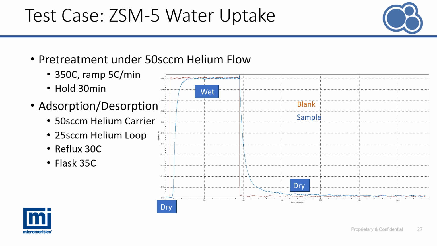For the sample, when going from a dry to a wet condition, there is a delay in the TCD response when comparing to the blank. This is expected for adsorption. The delayed signal is due to the adsorption of the vapor onto the sample. The TCD will increase and get closer and closer to the values of the blank once the sample is saturated. We see the sample reaches its peak around 60 minutes.